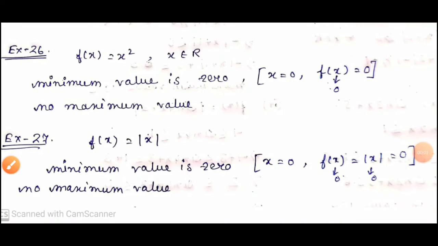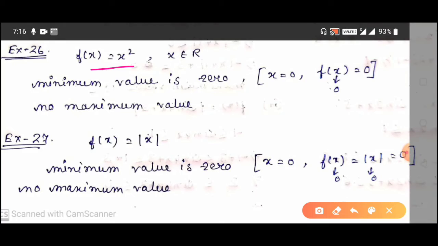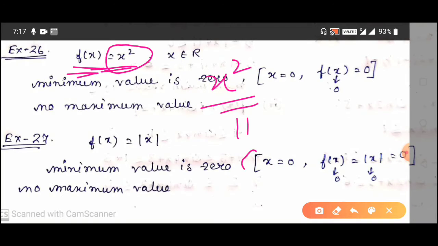Good morning everyone. Example 26 is given: to find the minimum value and the maximum value of the function f(x) = x² for all x belongs to R. So if f(x) = x², then x² is a square quantity and its value can never be negative. Only the minimum value of x² can be equal to 0.